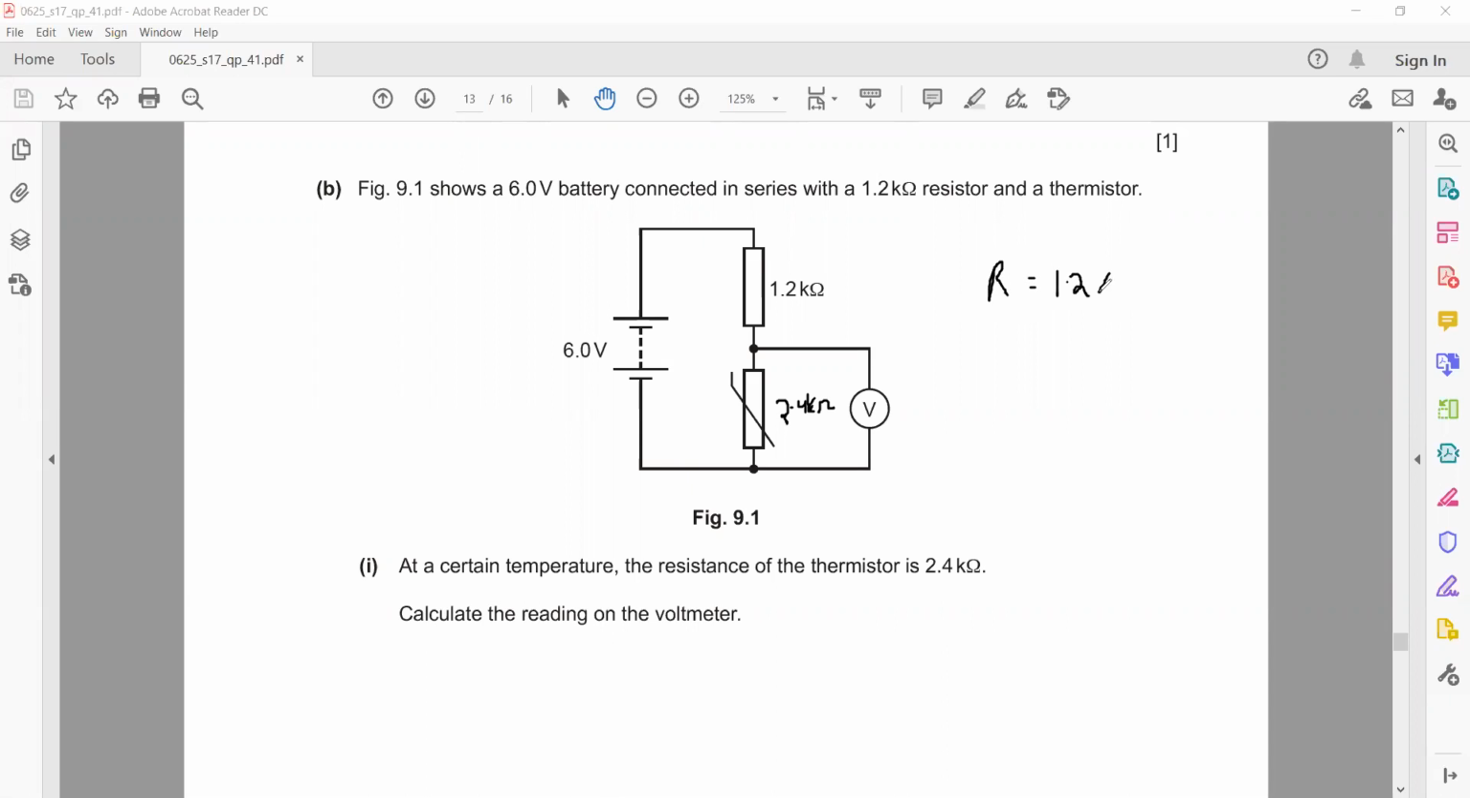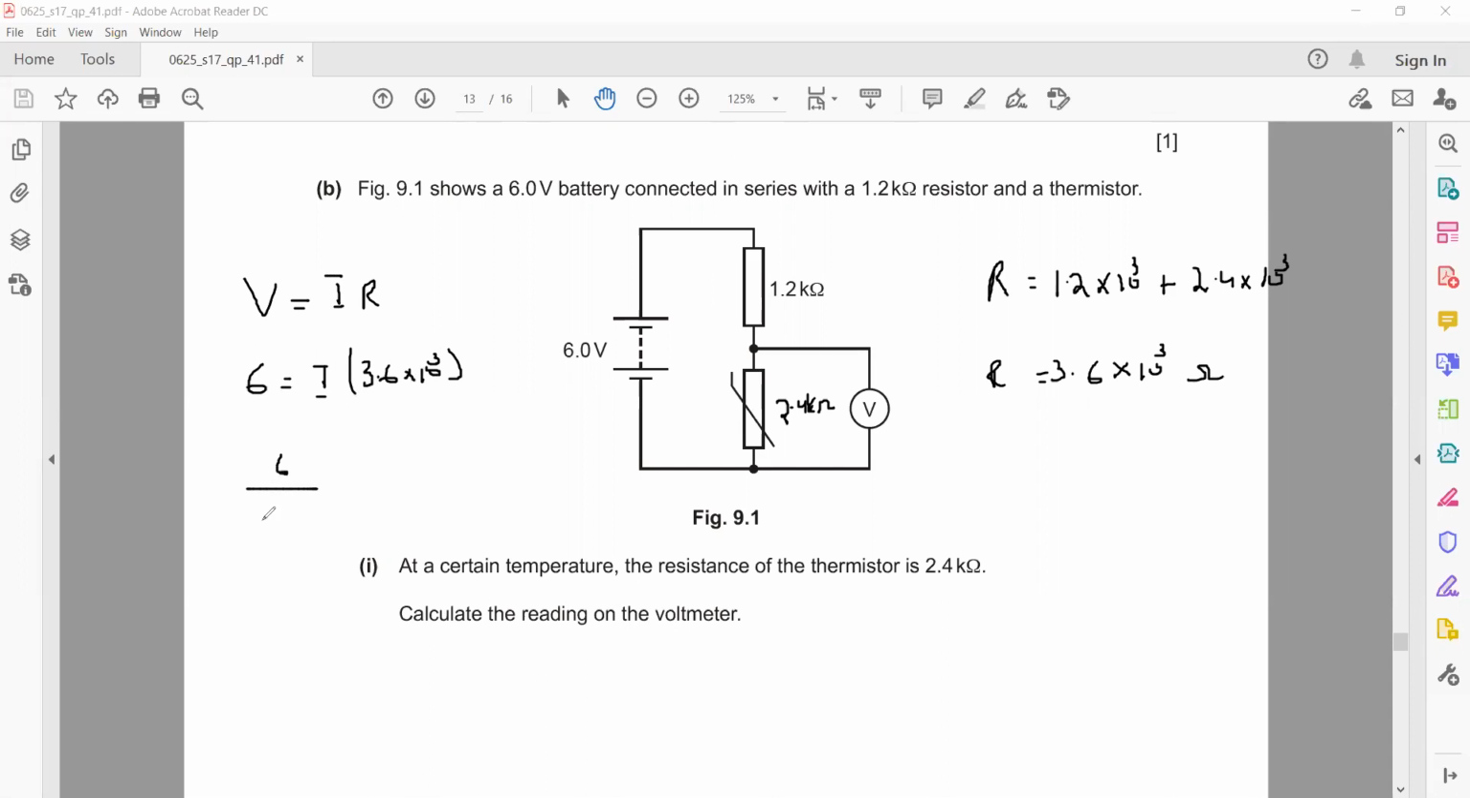The total resistance will be 1.2 kilo, which means 1.2 times 10 to the power 3, plus 2.4 times 10 to the power 3. So the total resistance of the circuit will be 3.6 times 10 to the power 3 ohms. That is the total resistance of the circuit. Then if we need the total current, we have the formula V equals IR. V is 6, I is the current which we don't know, and R is the resistance, that is 3.6 times 10 to the power 3.